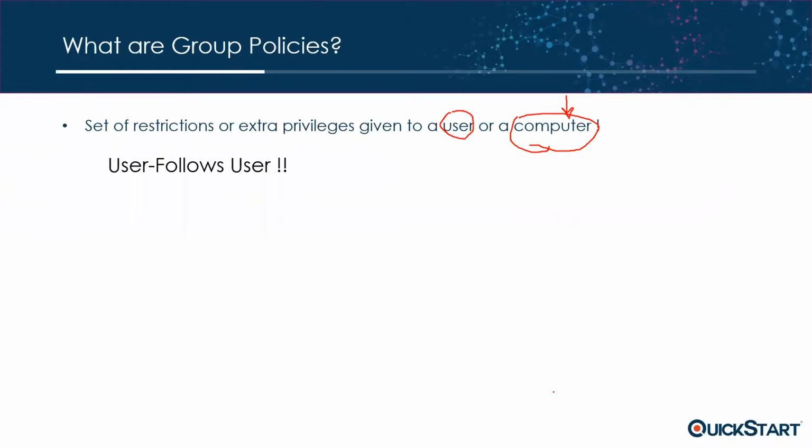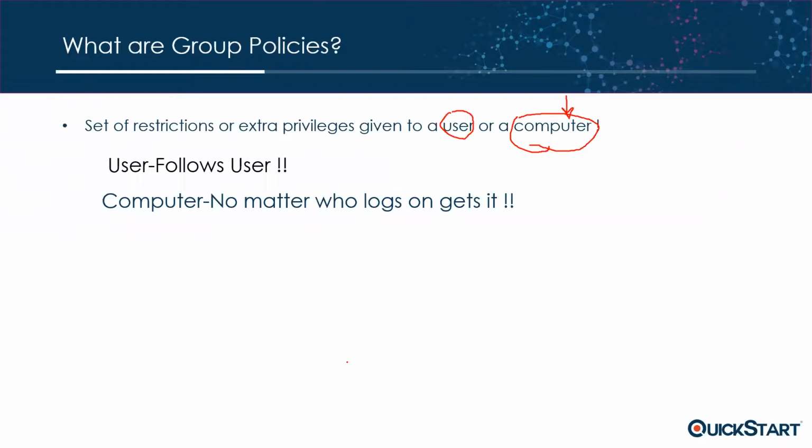Like I mentioned, the very first thing is its restrictions or privileges given to a user or a computer. And I also mentioned that if you give it to a user, no matter where he goes in the domain, the policies follow them. So once I apply it on the account, I know he's going to get it. Similarly, if I have some computers, let's say my front desk area or some department where I want to lock down the computers, then the settings will be on the computer.